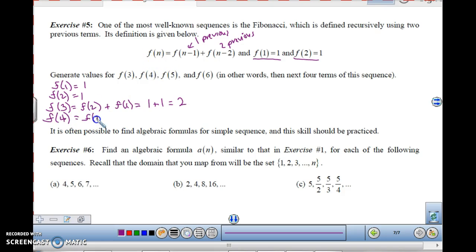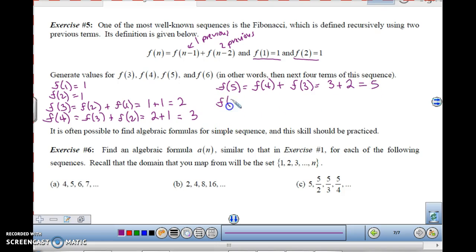So f of 4, what would be 1 previous to 4? Would be f of 3. And 2 previous to 4 would be f of 2. So f of 3 we just found was 2, f of 2 was 1, 2 plus 1 is 3. What's f of 5? So let's see, this says take the 1 previous would be f of 4, plus 2 previous would be f of 3. f of 4 we found was 3, f of 3 was 2. 3 plus 2 is 5.